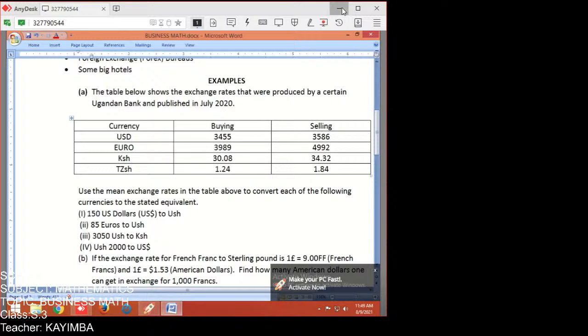Now, as you see there, Roman 3, what have you got as the answer? Roman 3, you're converting. Share your answers in the chat room, you people, and we see. I want to see the answers that you have. For Roman 3, we are converting 3050 Ugandan shillings to Kenyan shillings, yes? And how many Kenyan shillings are here? What is the answer?